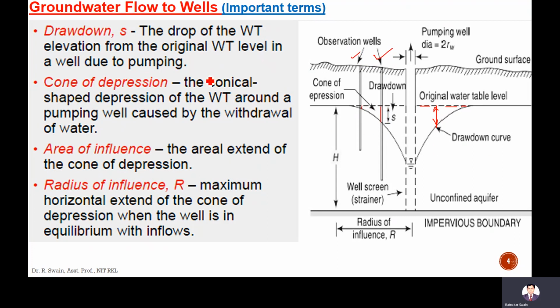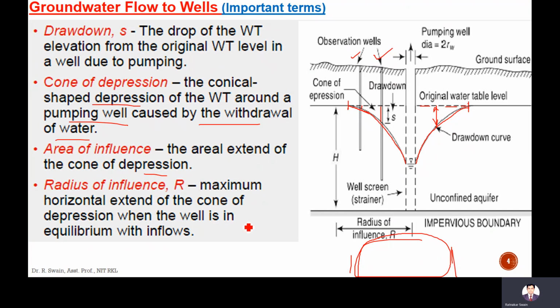Cone of depression means this curve: the conical shaped depression of the water table around a pumping well caused by the withdrawal of water. By the withdrawal of water, the shape of the water table changes. So this curve is called the cone of depression. Area of influence is the areal extent of the cone of depression. It must be a circular area. This total circular area is called the area of influence.